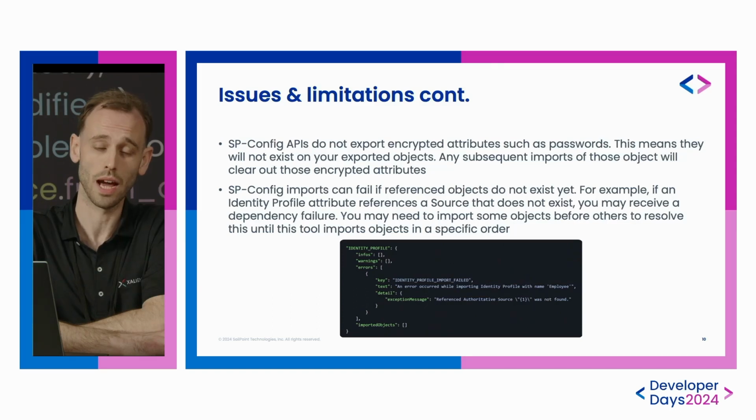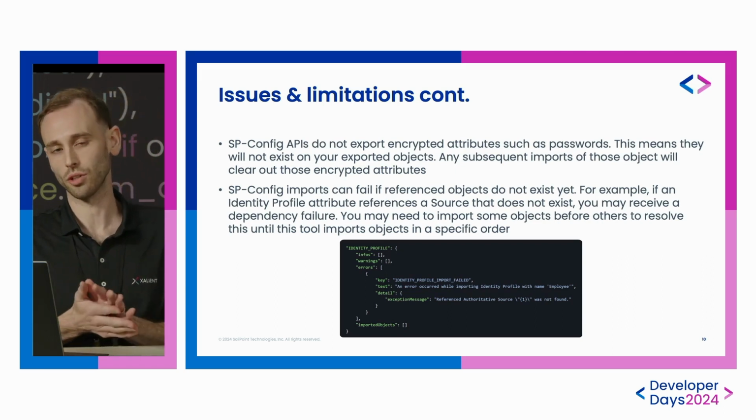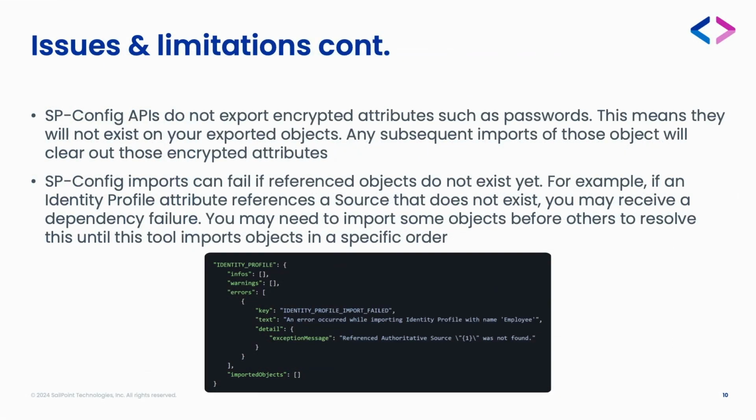The SPConfig APIs do not export encrypted attributes such as passwords. So if you compare SPConfig to the v3 sources endpoint, the v3 sources endpoint will actually export encrypted passwords for service accounts and things like that. So you at least know where they are, and you might be able to tokenize them with local secret tokenization. But the SPConfig export process doesn't pull those out automatically. I think you can still possibly deploy them, but it means you have to go and find where they're at or where they should be.